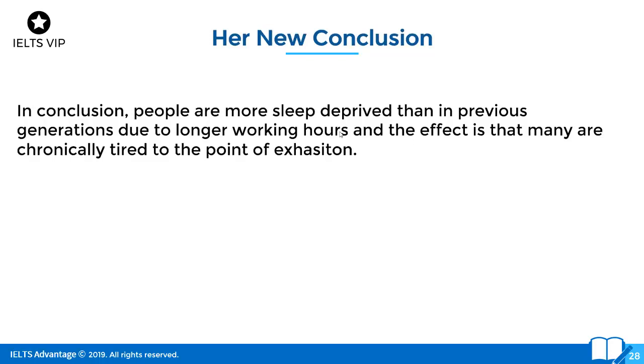Her new conclusion: in conclusion, people are more sleep deprived than in previous generations due to longer working hours, and the effect is that many are chronically tired to the point of exhaustion. So summarizing her main points, making her position clear on both questions, that's what the examiner will be thinking about. Do the points link up with what is discussed in the rest of the essay? Because what is a conclusion? A conclusion is a summary of the main points. They'll also be thinking about, is their position clear throughout the essay?